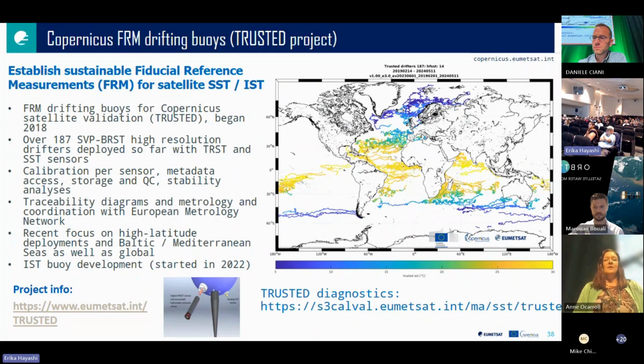There's been a lot of work recently on traceability diagrams and the metrology, particularly the coordination with the European Metrology Network. For the deployments, we've had recent focus on high latitude deployments and in the Baltic and Mediterranean seas, as well as global. And the development for the IST buoys started in 2022.